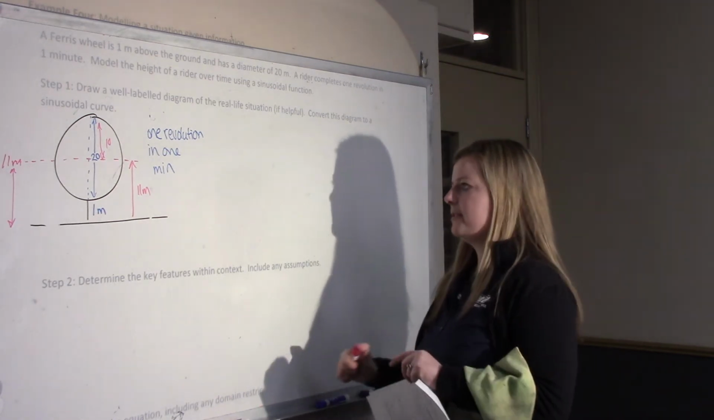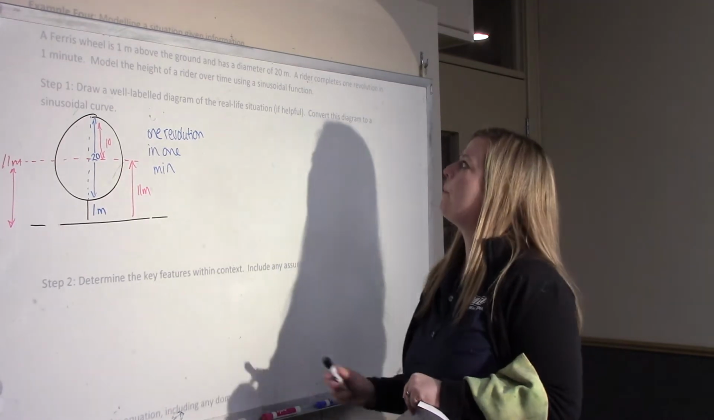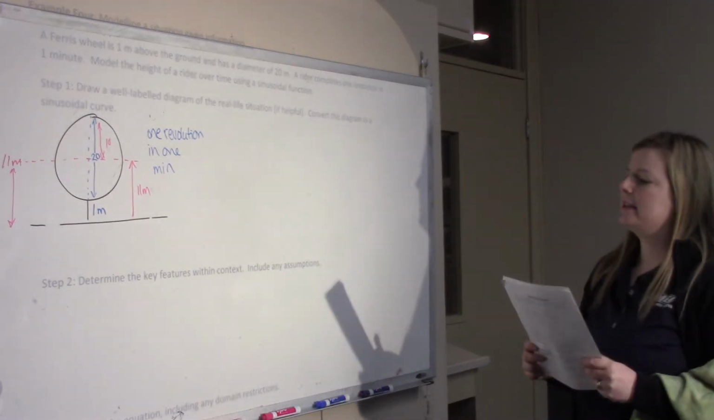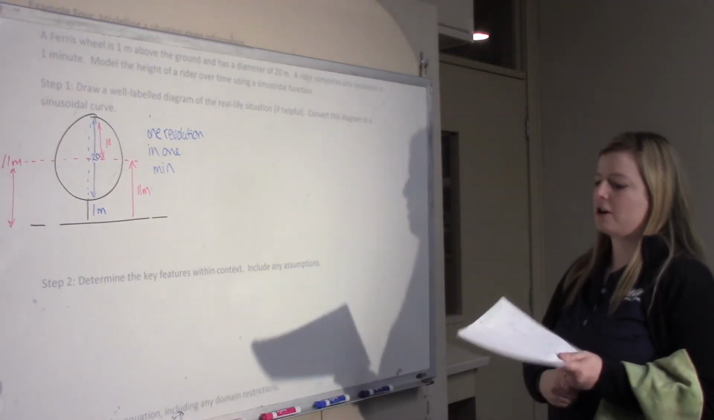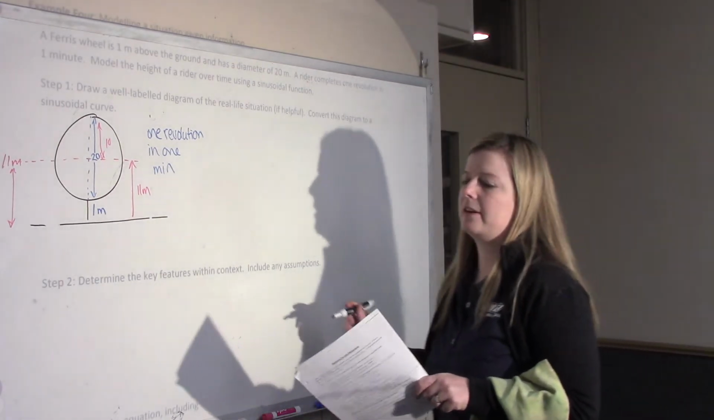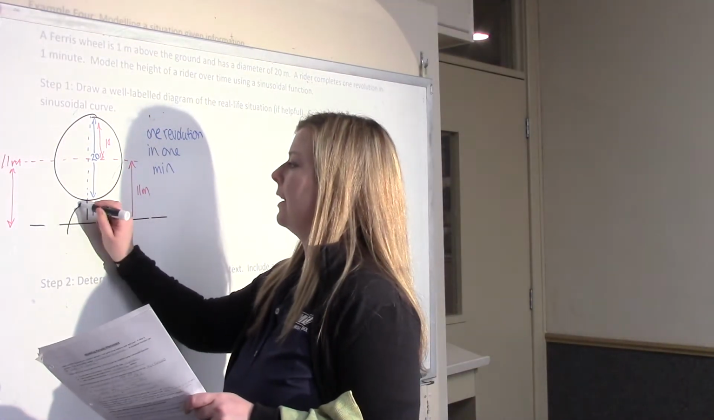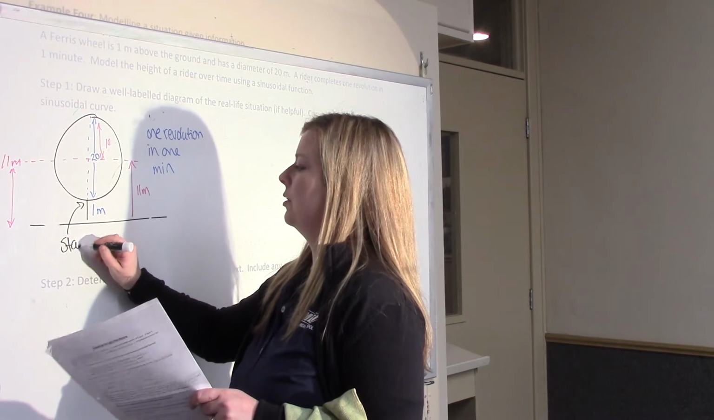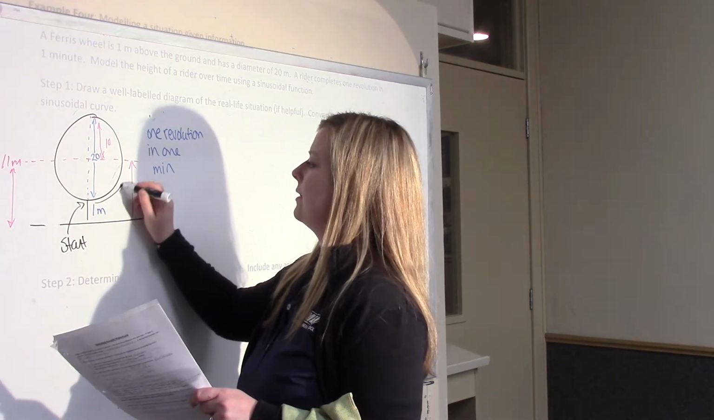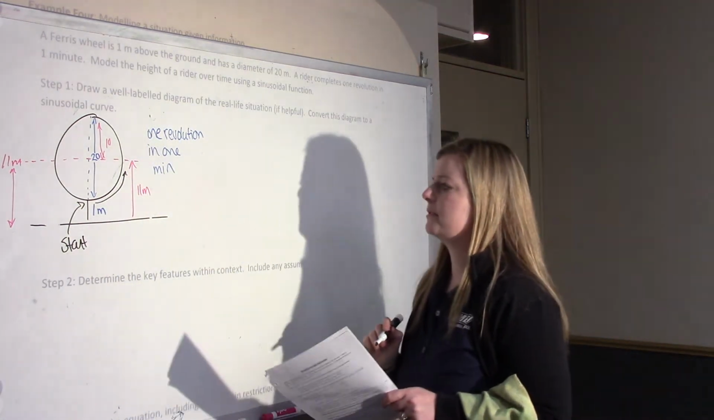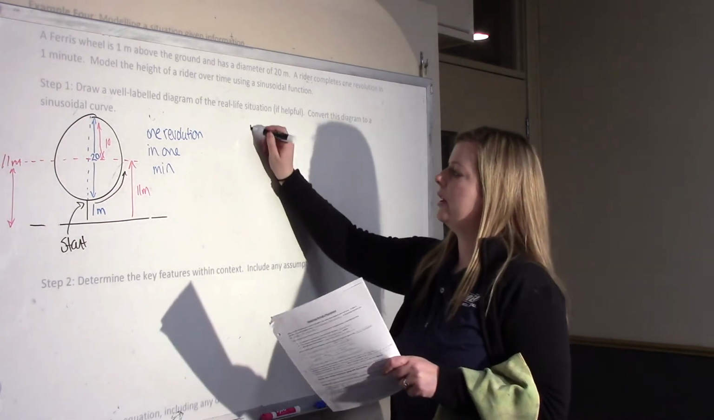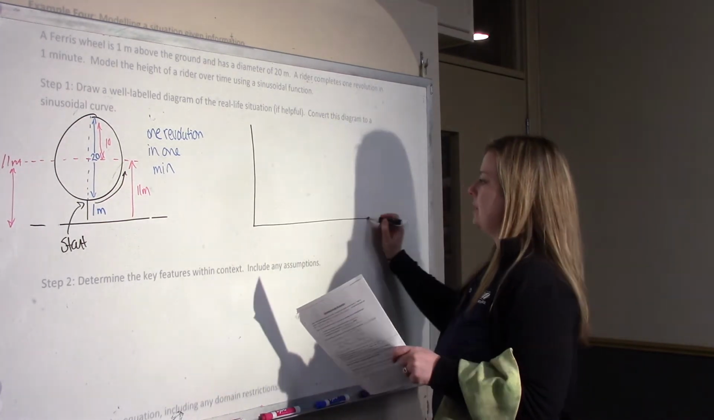So we're going to turn this into a sinusoidal curve. Now, it doesn't say anything about where the rider is starting, so we're going to assume that the rider is getting on at the bottom and starting here. Okay, and they're going to go in this direction around the Ferris wheel. So you can draw just kind of a rough sketch here.